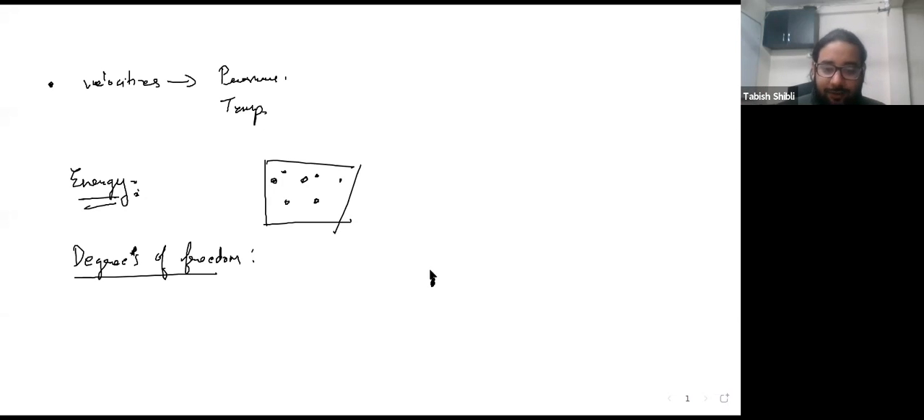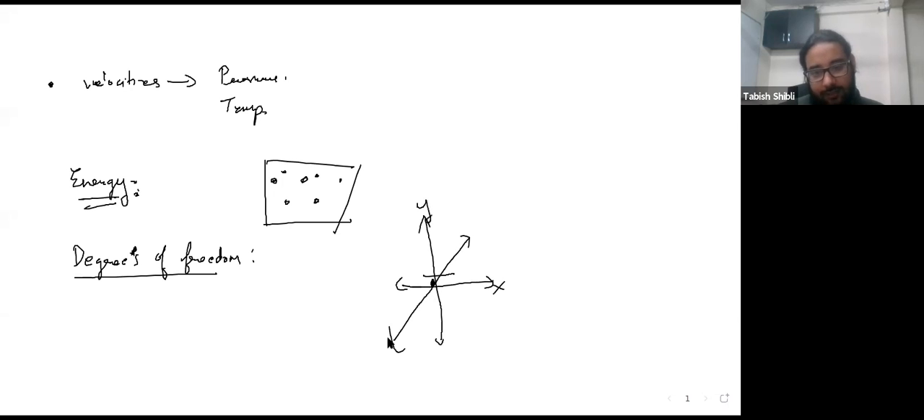Well, it has a degree of freedom along the x-axis. It can move along the x-axis. It can move along the y-axis. That's two, and it can also move along the z-axis, right? X, y, and z. This particle can move anywhere in these three directions. So for a single particle, what is the degree of freedom? It's just three.